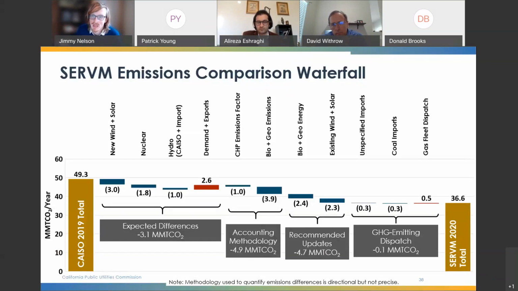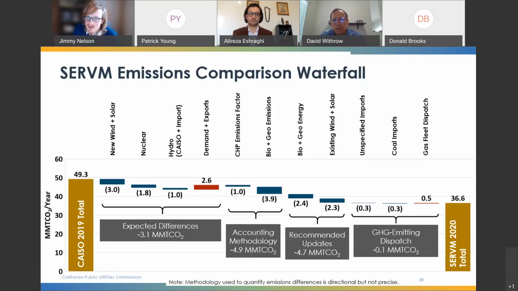Again, due to timing, we weren't able to catch the data from the last update that included the battery dispatch update and the combined cycle commitment update. So this waterfall does include the wind shape update, but does not include the subsequent SERVM modeling improvements. Apologies for that, but that is what it is.